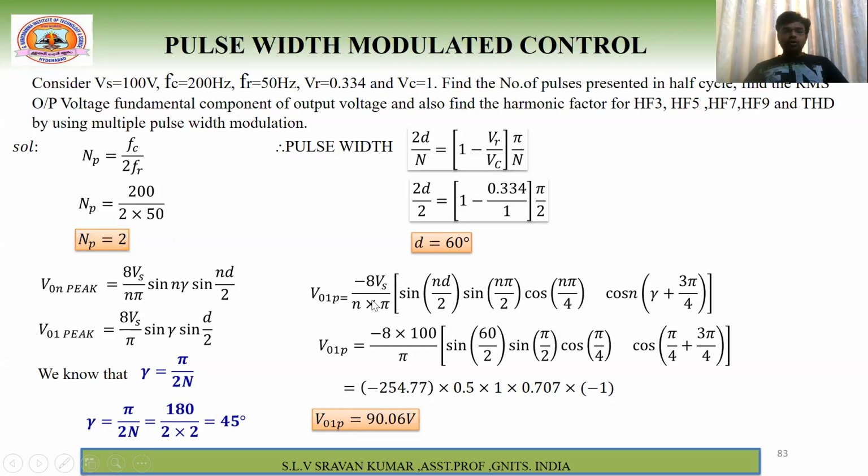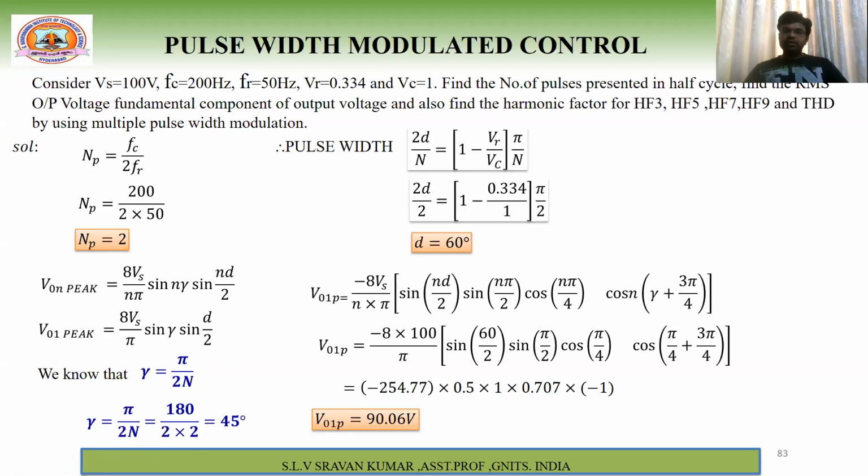Okay, so that's why we are going for this equation only, right? First we will find out gamma, because in the equation we have to find gamma also. Gamma is equal to pi by 2n, that is 180 divided by 2n. We have discussed n is 2, which is nothing but 45 degrees.